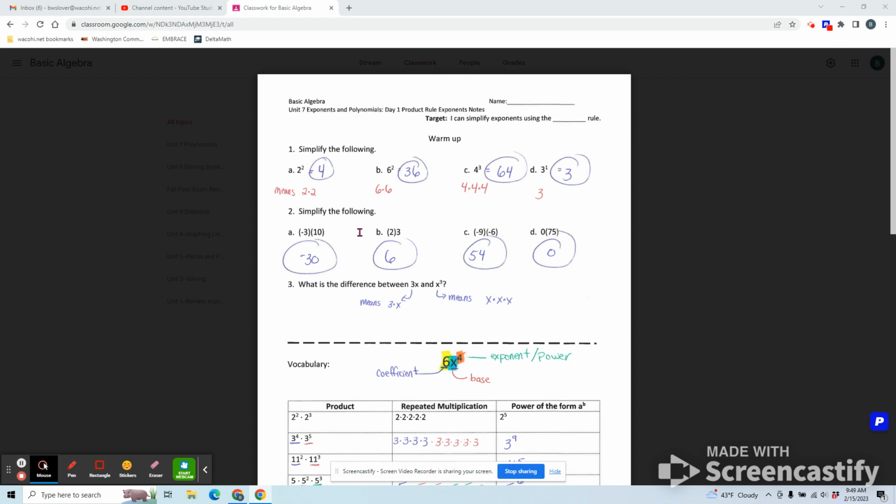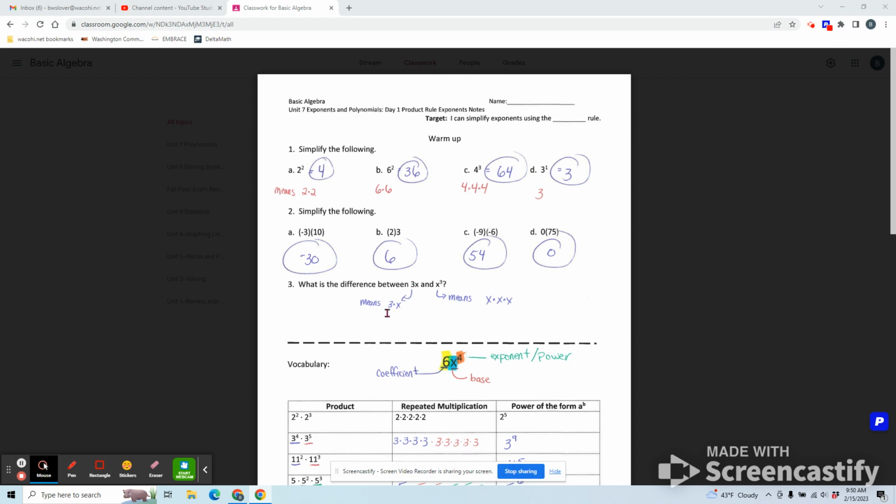Number 2 is asking you to simplify, so you're just multiplying this out. If there's no operation between these parentheses, it's assumed that it is multiplication. So I multiply the two numbers together, multiply the two numbers together, multiply the two numbers together, and same thing on the last one. And then the last warm-up question says, what's the difference between 3x and x cubed?